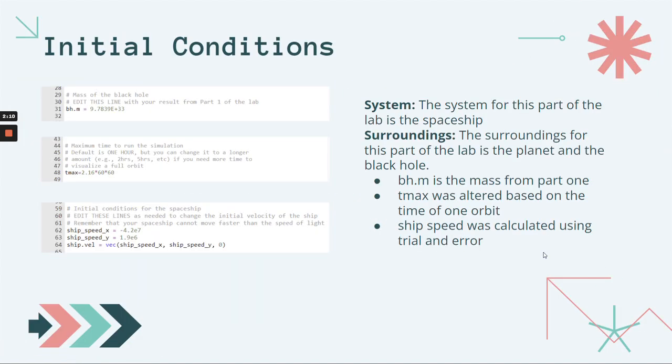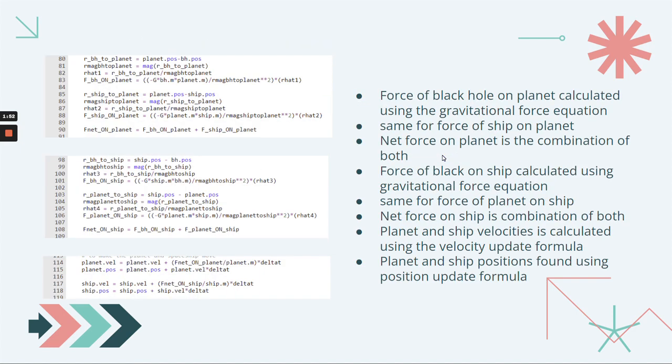So then for the second computational model, for the initial conditions, the black hole's mass was set to what we calculated in part 1, and the time was set to be 1 period of the planet. And then these were the initial ship speeds that we talked about earlier that were found based on guess and check. The system for this part is the spaceship, and the surroundings is the planet and the black hole.